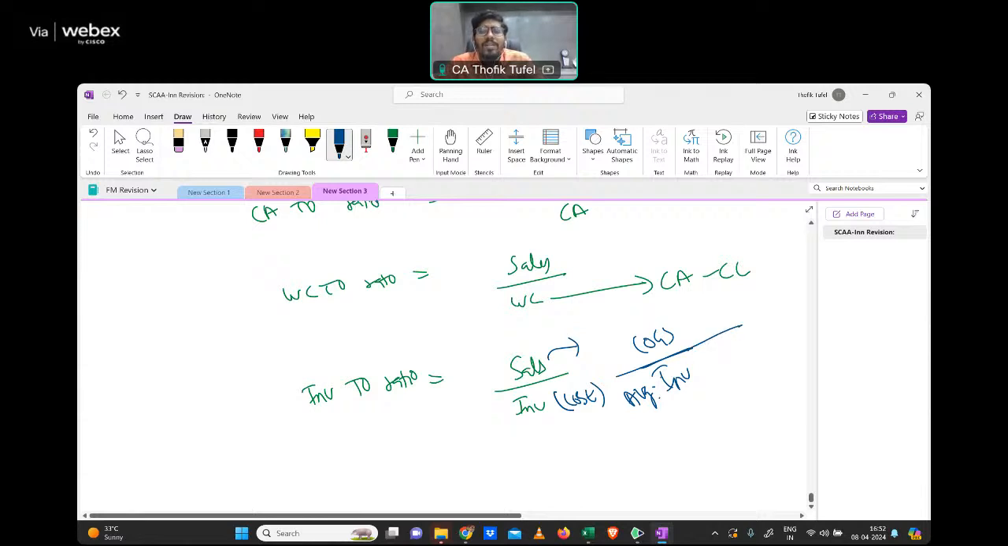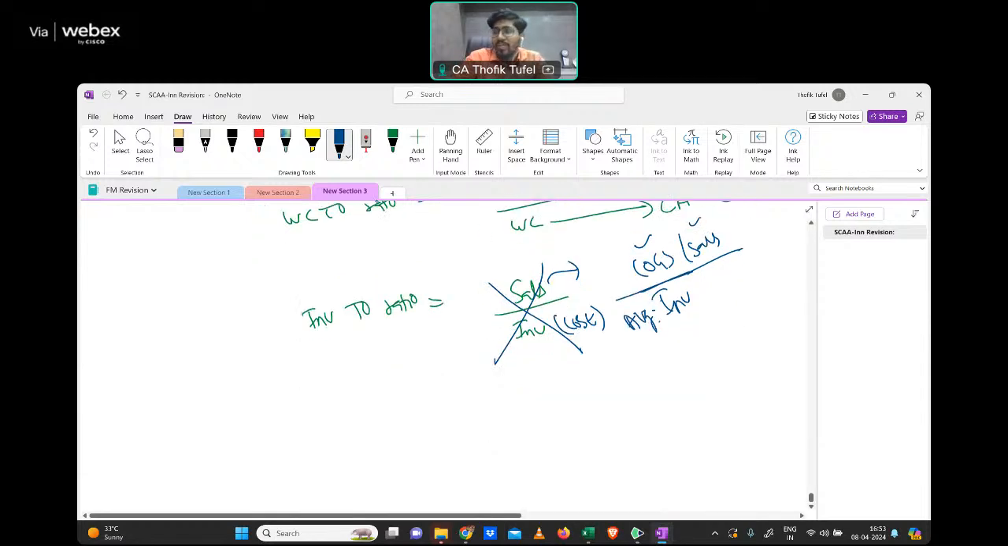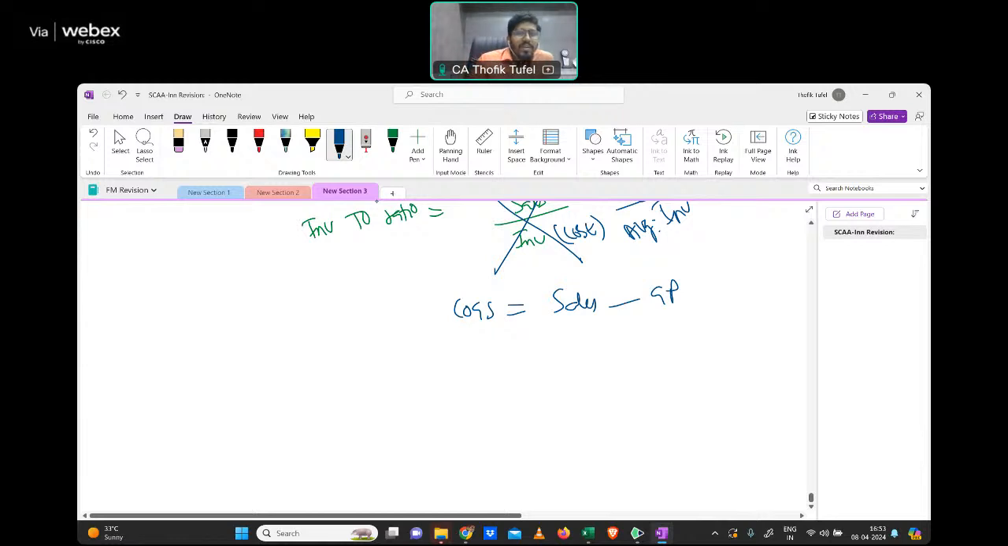If the COGS value is not given, then go with sales. So first preference is given to COGS. If the COGS value is not given, then count sales. So the inventory turnover ratio is COGS divided by average inventory instead of sales divided by inventory, because here profit is not included. So from here also you are removing the profit. Cost of goods sold is nothing but sales minus gross profit. That is cost of goods sold. Since inventory has no profit, you have to remove profit from sales. So COGS is equal to sales minus gross profit. That is the inventory turnover ratio.